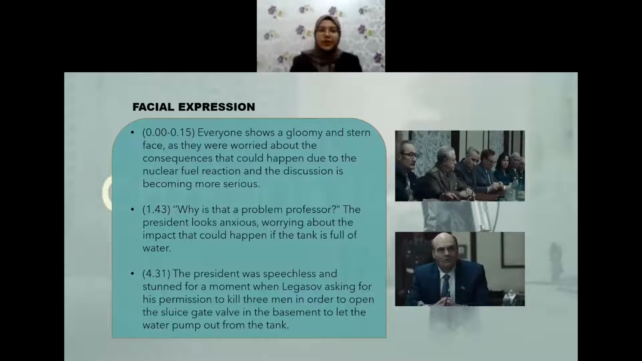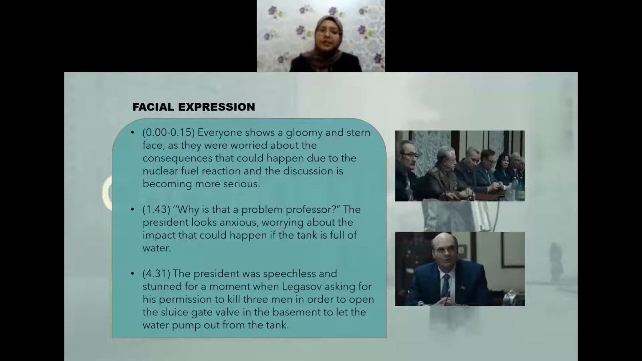So first, I will explain about the facial expressions that can be seen in this meeting scene. Firstly, from the minute of 0.00 until the second of 15th, we can say that every one of the participants is showing a gloomy and stern face as they were worried about the consequences that could happen due to the nuclear reactions, and the discussion is becoming more serious.